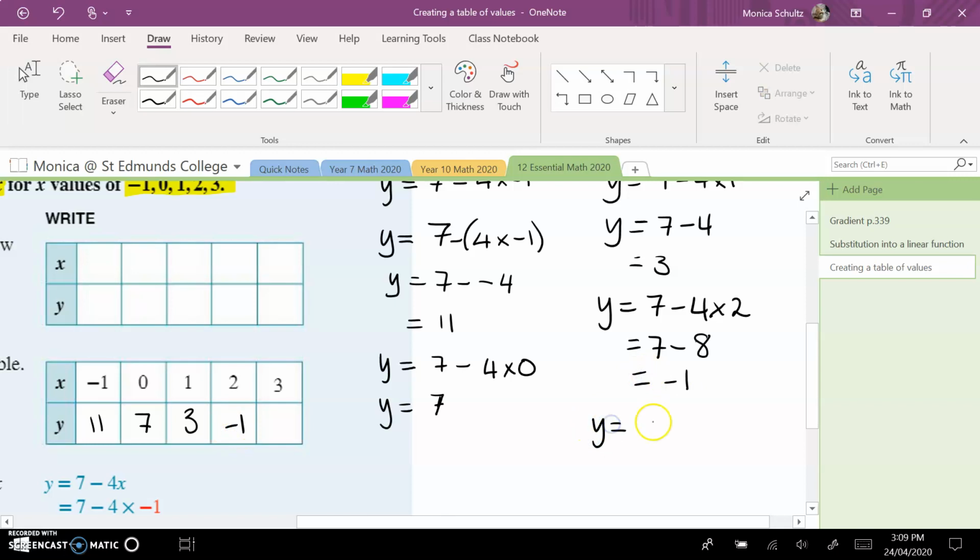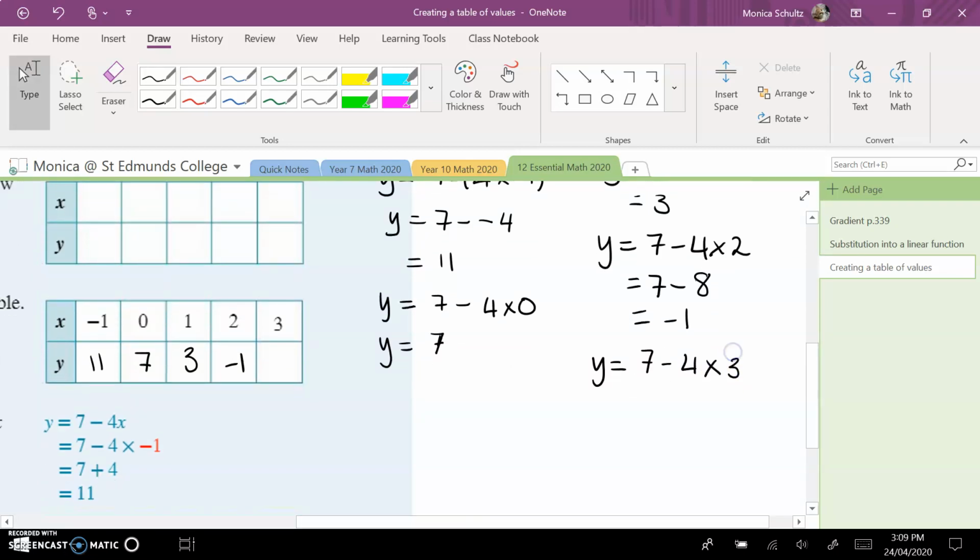And then my lucky last one, I've got y equals 7 minus 4 times 3. So this is going to give me a negative value again, because 4 times 3 is going to give me 12, and 7 minus 12 is going to be negative. So I've got y equals, and 7 minus 12, that's going to give me -5. So sorry for that, just took me a little bit of thinky time.